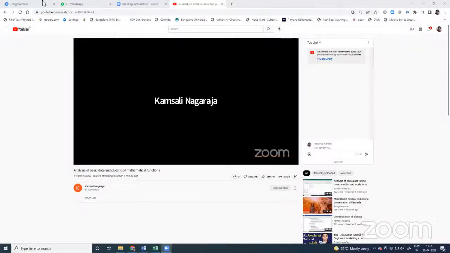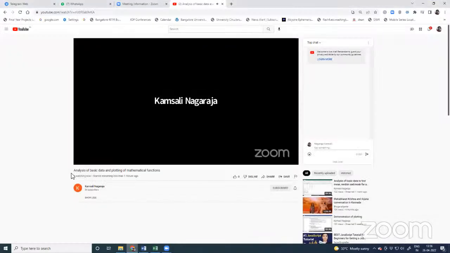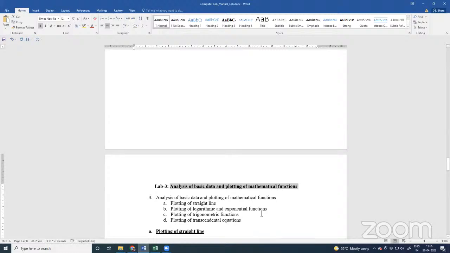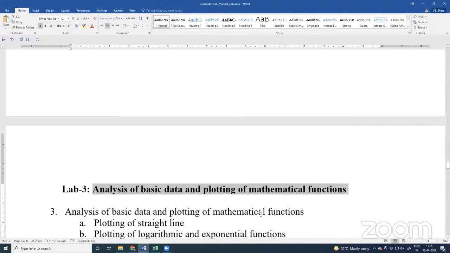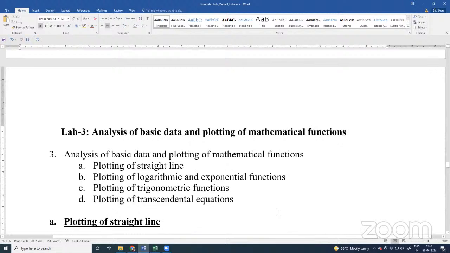You can watch. Today, what I want to say is that in the last class we discussed the data analysis part. Today, let us see how that data can be analyzed in a different way. See, this is the case. Plotting of the data, particularly for different purposes. Analysis of basic data and plotting of mathematical functions. You have seen that several mathematical functions are available to you for plenty of use.